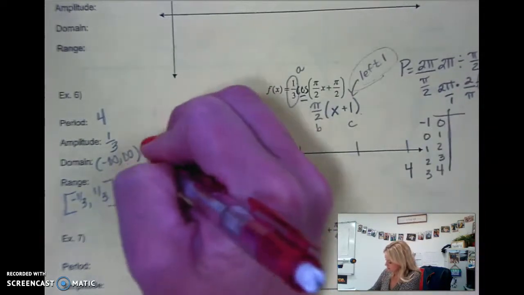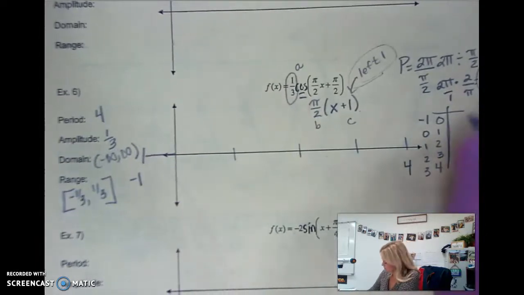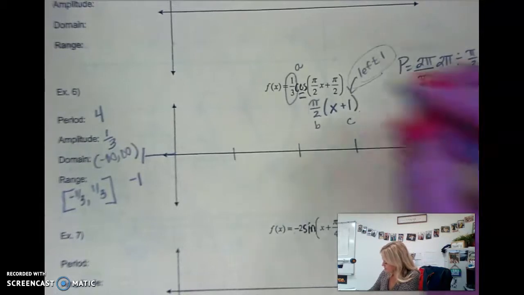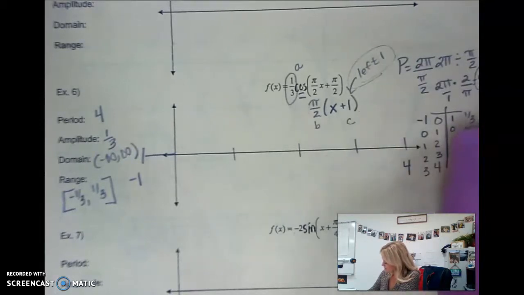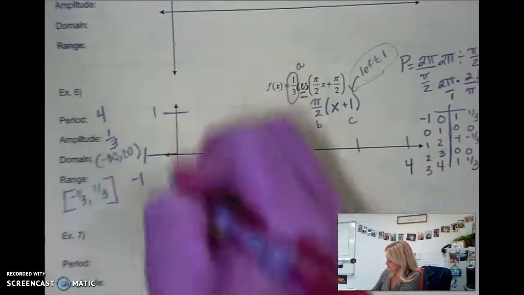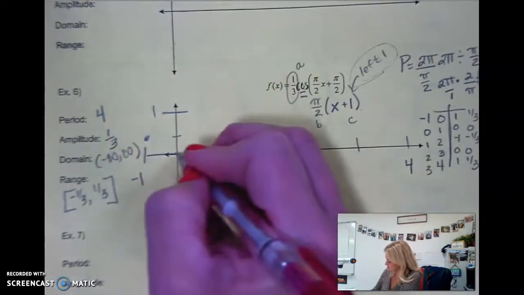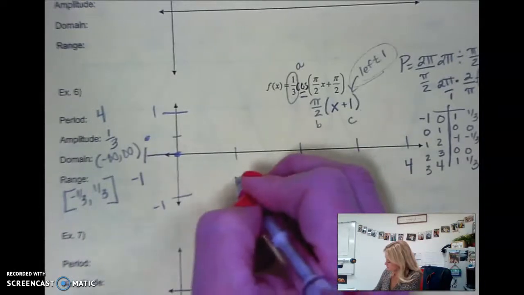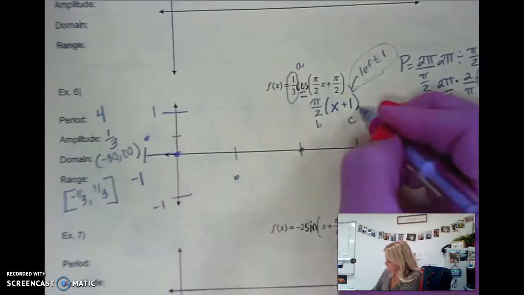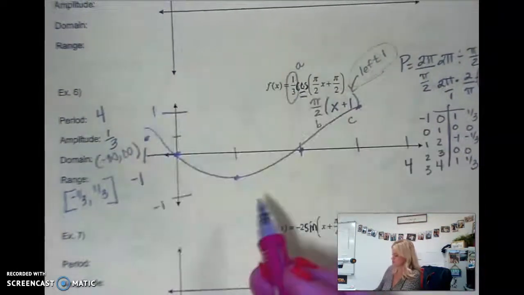So I need a negative 1 over here. My amplitude for cosine normally is at 1. However, it's shifting by thirds. So now I have the point 1/3, negative 1, 1/3, 0, 0. And my cosine wave shifted to the left.